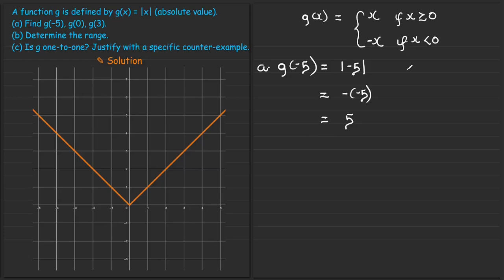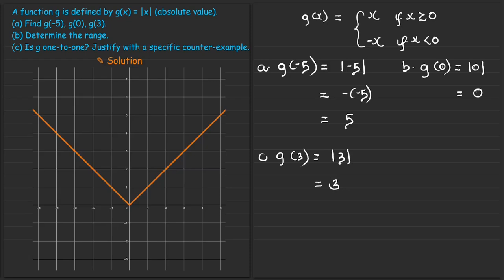For the second one, we had g of 0. That is to say the absolute value of 0. For 0, it is still 0. Then the last one, that is g of 3. For positive numbers, their absolute value is always x. So the absolute value of 3 is simply 3. This is the first part of the question.